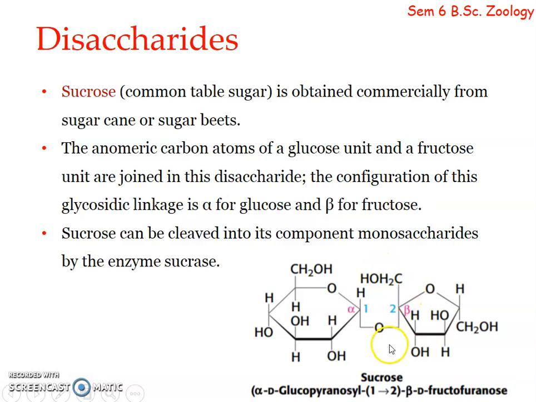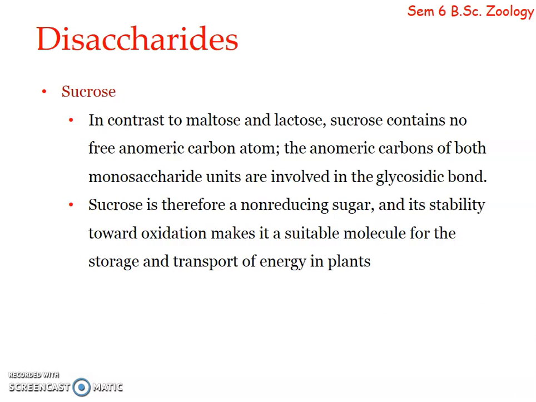Sucrose can be cleaved by the enzyme sucrase into the respective monosaccharide units. When we compare sucrose with maltose and lactose, sucrose contains no free anomeric carbon atom, and hence the anomeric carbons of both monosaccharide units are involved in the glycosidic bond. And so it is never a reducing sugar. It is a non-reducing sugar, and it is almost stable with respect to oxidation. Because of its stability towards oxidation, it is a suitable molecule for the storage and transport of energy in plants. So that is with regard to the disaccharides.